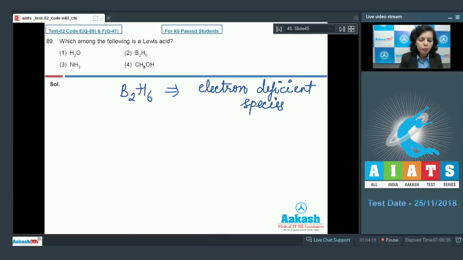While for the other options, CH3OH does not have a deficiency of electrons, while ammonia has one lone pair at the nitrogen atom. Similarly, in the case of the water molecule, there are two lone pairs of electrons on the oxygen atom. So that's why in this case option 2 is the correct option, and that is the answer for this question. Let's take question number 90.